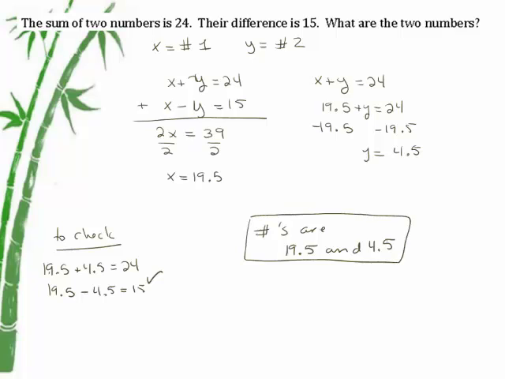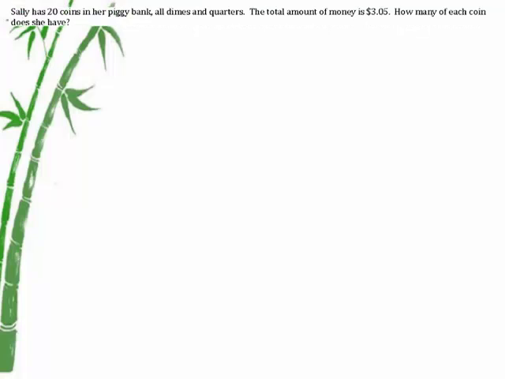Okay, let's try another one. Sally has 20 coins in her piggy bank, all dimes and quarters. The total amount of money is $3.05. How many of each coin does she have? All right, so we have D is dimes and Q is quarters. Okay, she has 20 coins, so all of the dimes and quarters together equal 20.